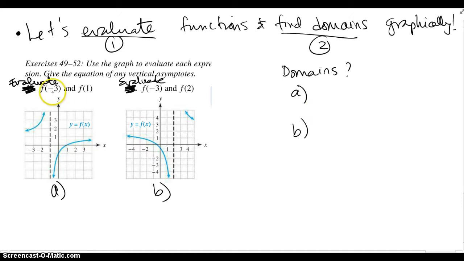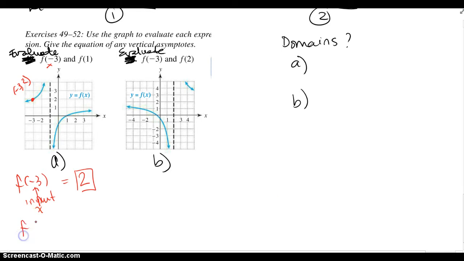So I'm going to go to the input -3. Remember, that's the x value. So f of -3 says the input, or the x, is -3. So I'm going to go to the x value of -3, and then I'm going to walk over to my graph, and there is the ordered pair, -3, the y value happens to be 2, so the output is 2 for the first one. Next one says f of 1, so let's go to f of 1.